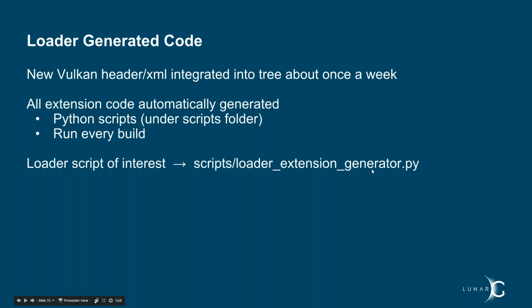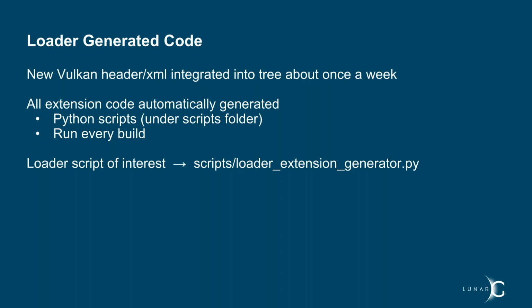To help mitigate this, we've modified the loader so that, one, we update the header and XML very frequently. We try to do it about once a week. So we're pulling in the new extensions from the Vulkan header pretty often. Additionally, we've modified the loader to automatically generate the extension code. In that way, we can get the new extensions out pretty quickly. And hopefully the overhead of this unknown instance extension doesn't cause problems.